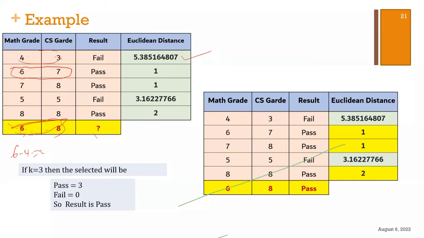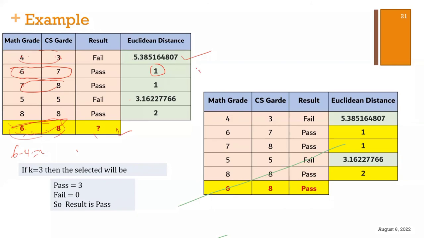Then you're going to have 7 minus 8, which is 1. That's why you have 1 here. 7 and 8, compare it to this. Do that for all of these, then this is what we have. Now arrange them in ascending order. Which ones are closer to this guy? Is 5 closer to this guy? No. The shorter the distance, the closer it is.